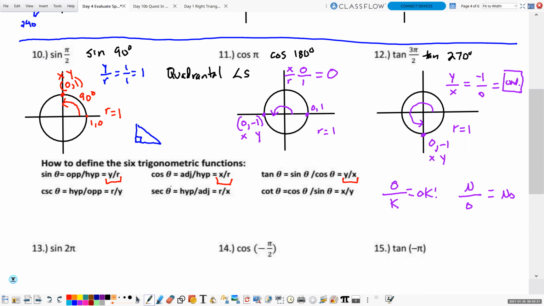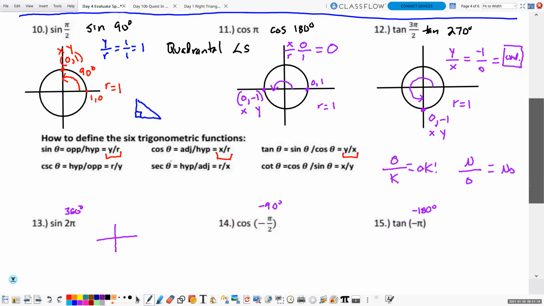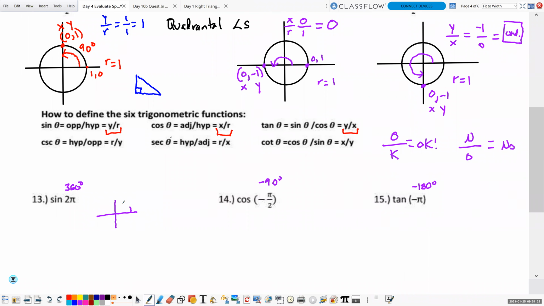All right. So 2 pi is 360 degrees. Negative pi over 2 is negative 90 degrees. And negative pi is negative 180 degrees. So if I'm over here at 360, I've got the ordered pair right 1, up 0.